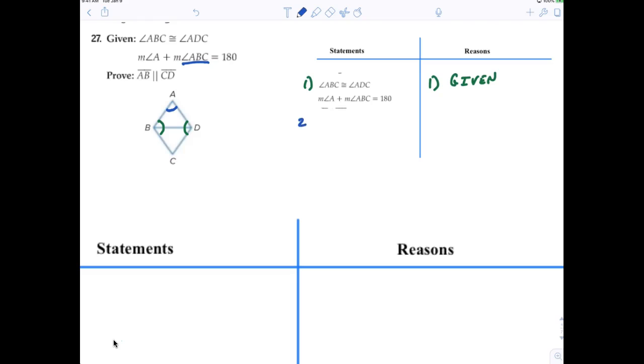So I'm going to do it correctly. Let's do measure of angle ABC is equal to angle what? ADC, and we say that's definition of congruence, correct? Does everybody remember that? All right, now that they're equal, I can now replace ABC with what? ADC, so let's do that. So now the measure of angle A plus the measure of angle ADC equals what? 180. Right.